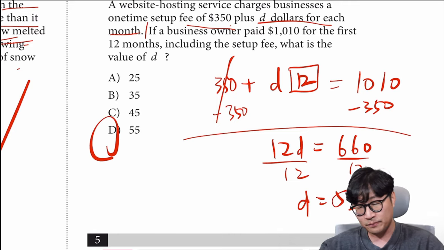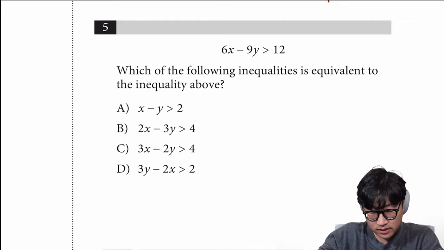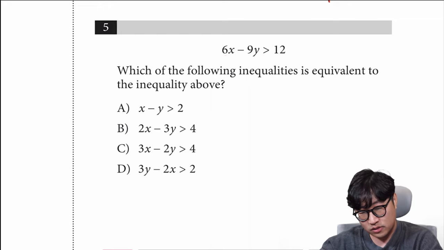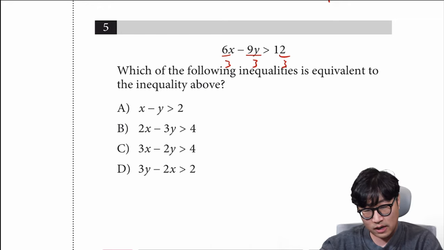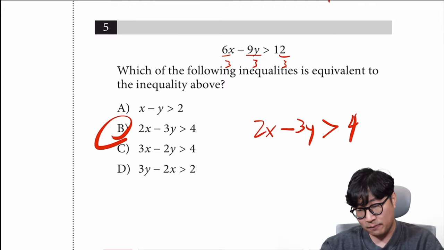Answer choice D. Number five, which inequality? Okay, so this one, if you look at the answer choices, it's just a simplified version. So what we can do is divide by threes on all of it. And that will give you 2x minus 3y is greater than 4. And that literally looks like B, and you're done.